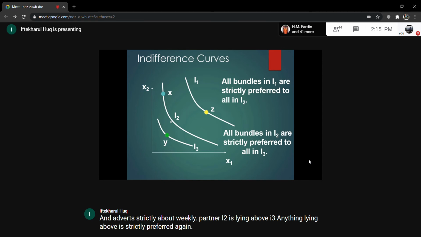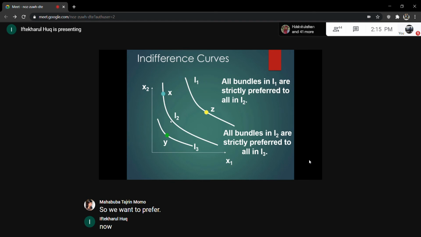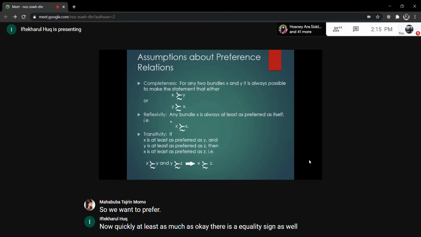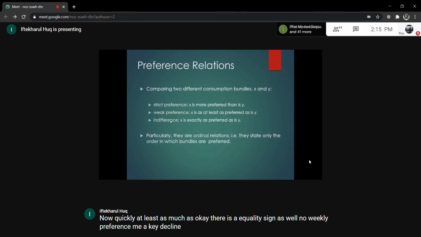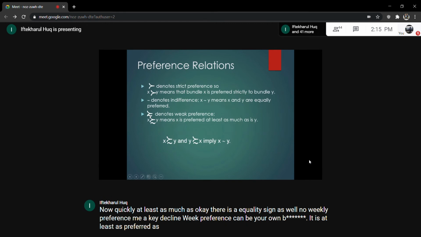স্যার উইকলি বলতে বোঝাচ্ছে কম প্রেফার্ড না, উইকলি মানে হচ্ছে at least as much as, okay, there is a equality sign as well. আমরা উইকলি প্রেফারেন্স নিয়ে কি দেখলাম? উইক প্রেফারেন্সকে আমি যখন বলছি it is at least as preferred as, সেটাকে আমি দেখাচ্ছি কিভাবে? Look, there is a equality sign as well. This is representing weak preference.